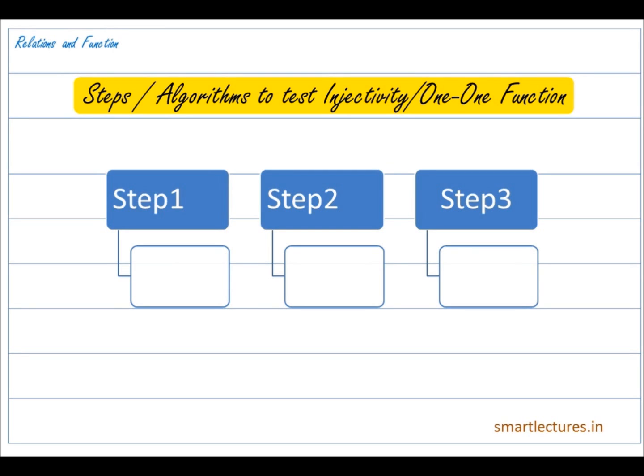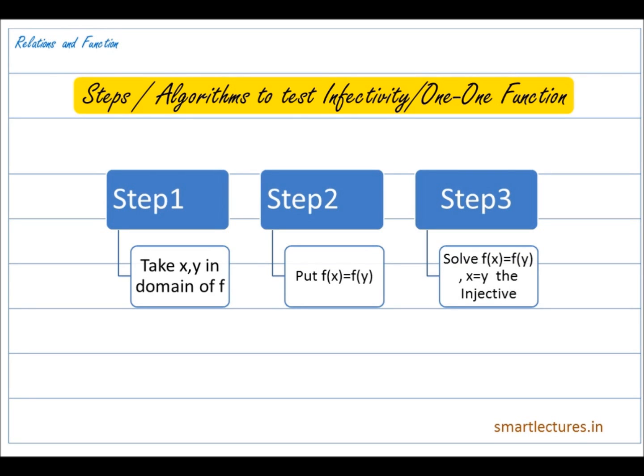We can check whether a given function is a 1-1 function by following 3 steps. In the first step, we take any numbers x and y in the domain of f, and in step 2, we put f of x is equal to f of y. And in the last step, we solve f of x is equal to f of y. And if it gives x is equal to y, then we say the function is a 1-1 function.